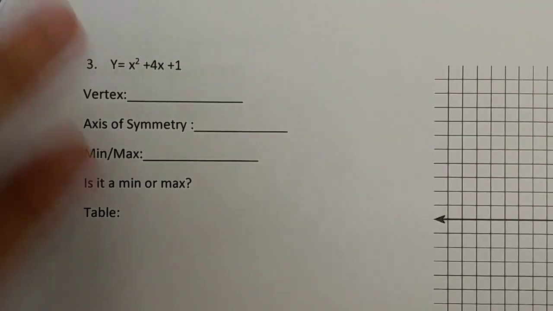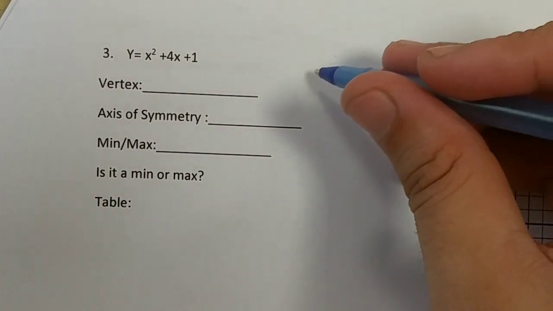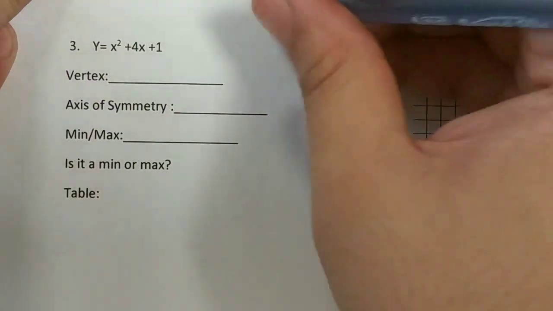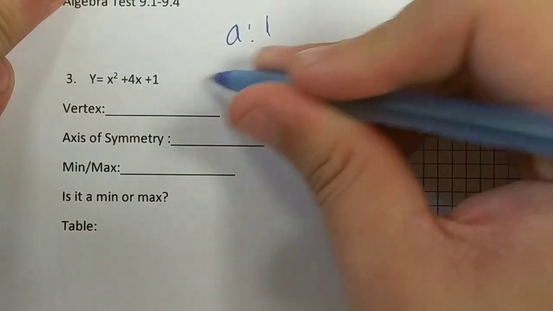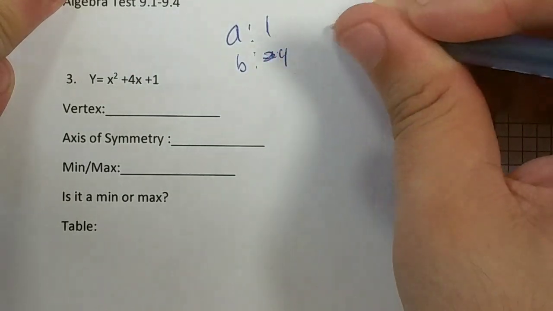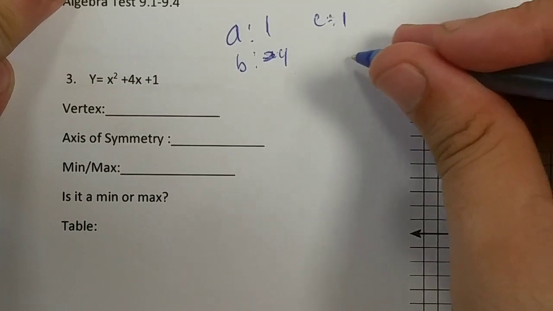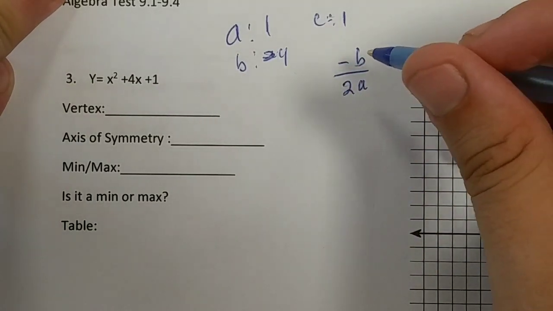All right, let's go to the next one. Now we have a B, so this makes it a little harder. What we're going to do is take that B and actually plug it in. Let's identify. A is just 1, because there's nothing in front of x squared. B is 4. And C is 1. Now we got to use negative b over 2a. You need to remember this in order to find the vertex.